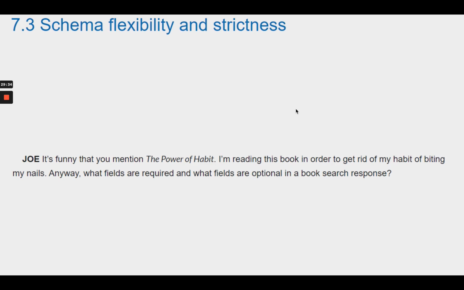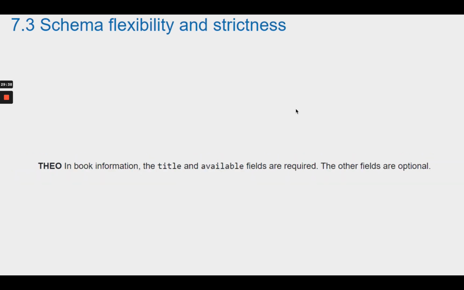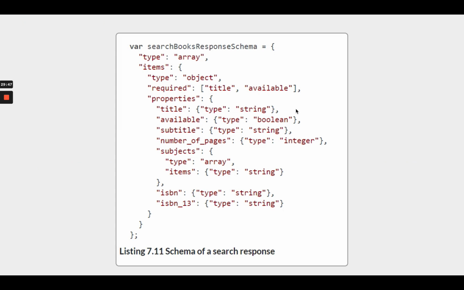Anyway, what fields are required and what fields are optional in a book search response? Theo, in book information, the title and available fields are required. The other fields are optional. Joe, as I told you when we built the schema for the book search request, fields in a map are optional by default. In order to make a field mandatory, we have to include it in the required array. I'd probably implement it with something like this.